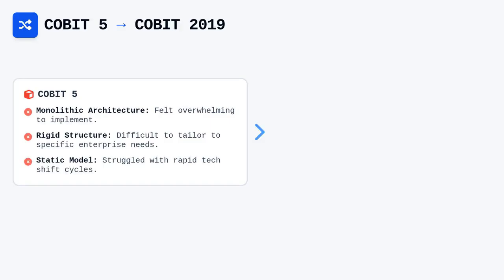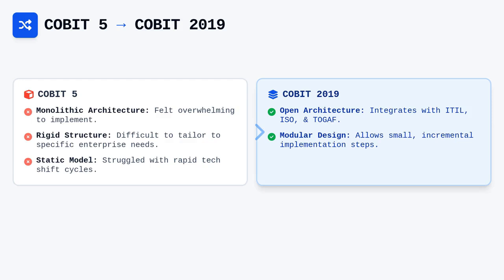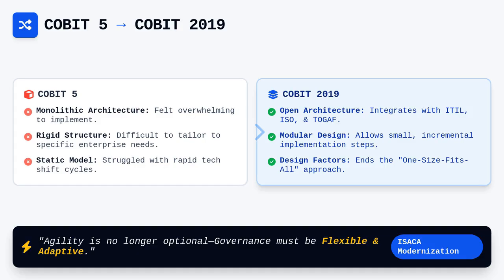COBIT 2019 addresses this by adopting an open architecture model, which encourages integration with other industry standards like ITIL, ISO, and TOGAF. By moving away from a single, static document to a more flexible and modular structure, ISACA allowed the framework to remain relevant in a world where technology shifts faster than traditional update cycles. This modular nature is central to the design factors concept, which is essentially the framework's answer to the one-size-fits-all criticism of its predecessors.